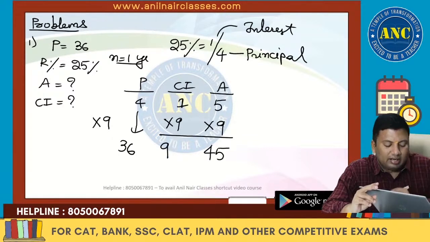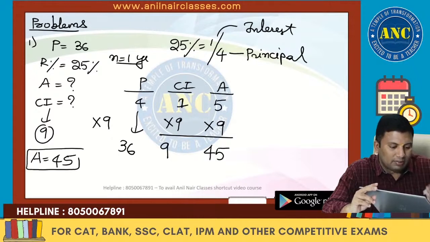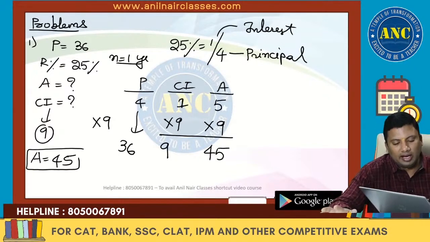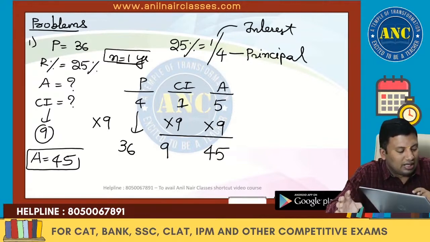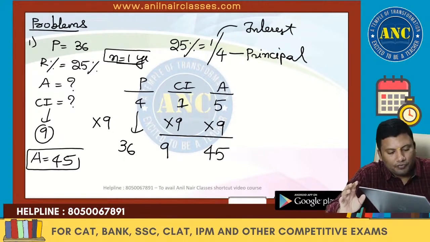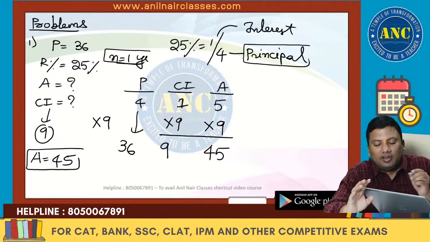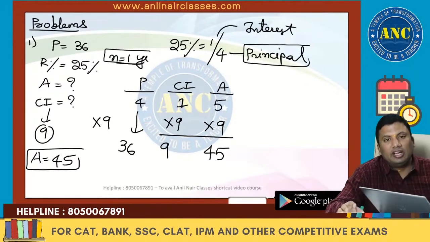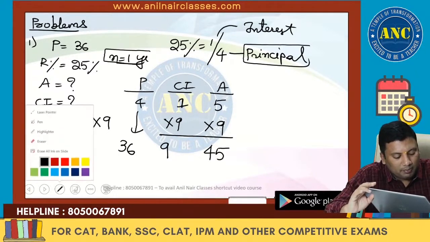36, 9 and 45. Compound interest is nothing but 9. Amount is nothing but 45. I hope the idea is clear. We will start with n equivalent to 1 year. Denominator is always the principal, numerator is always the interest, and amount is principal plus interest.